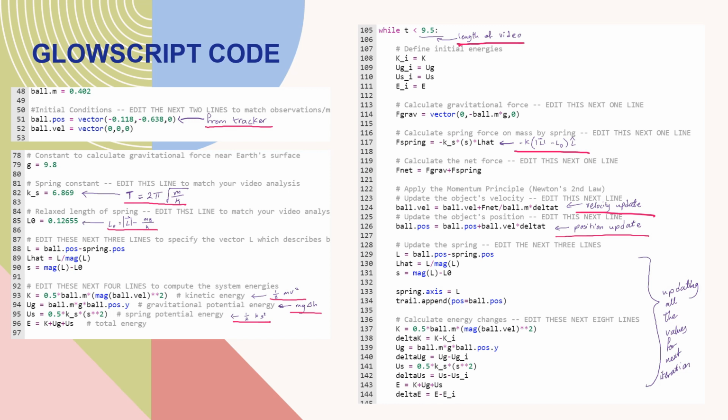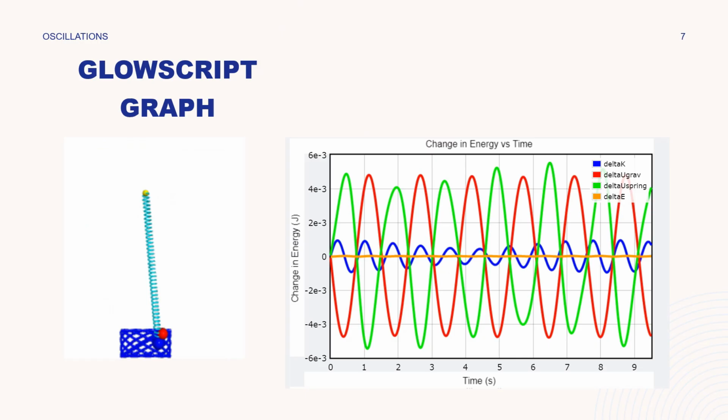We then used the spring constant that we found to find L naught, and then we updated L hat, s, as well as all the energies using the energy equations that were presented in the physics principle videos. We also updated the limit for the while loop by changing the length to 9.5 seconds because that was the length of the video. We also updated our F-grav and F-spring by using their respective equations. And then we found F-net by adding those two forces, and then updated all our values so that we can use them in the next iteration.